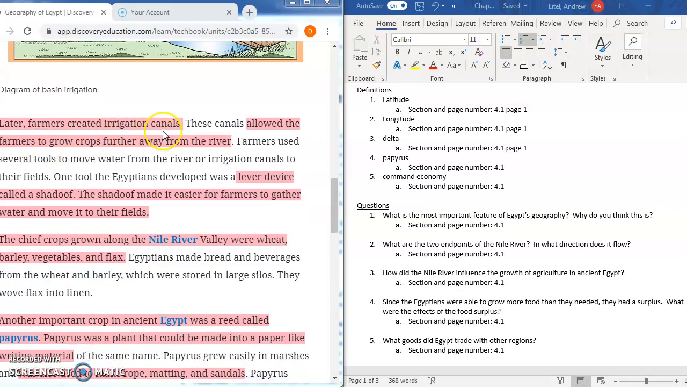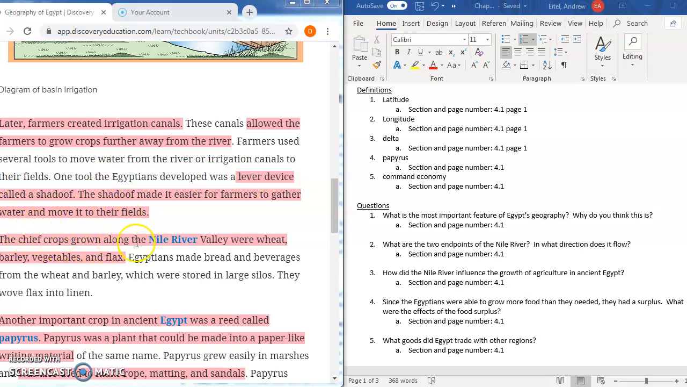Later, farmers created irrigation canals. These canals allowed the farmers to grow crops further away from the river. Farmers used several tools to move water from the river or irrigation canals to their fields. One tool the Egyptians developed was a lever device called a shaduf. Shaduf made it easier for farmers to gather water and move it to their fields.